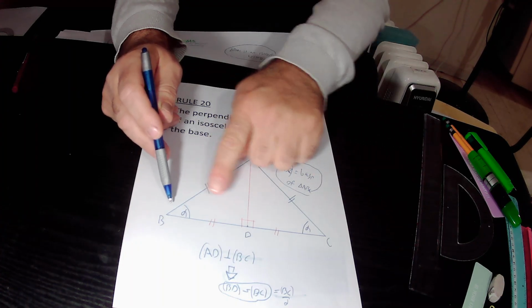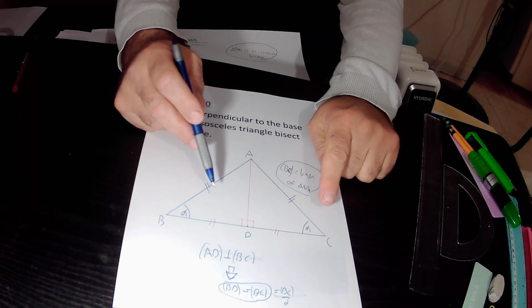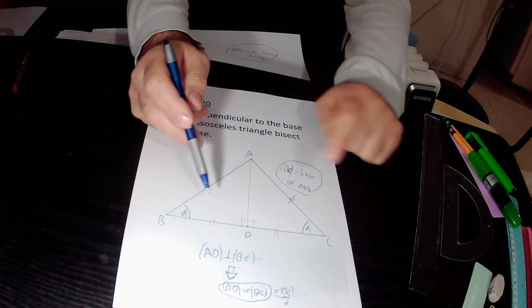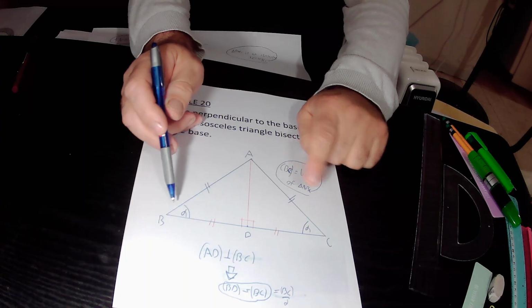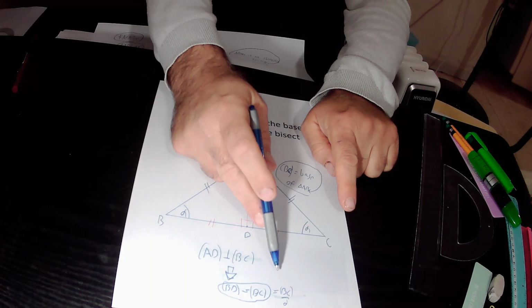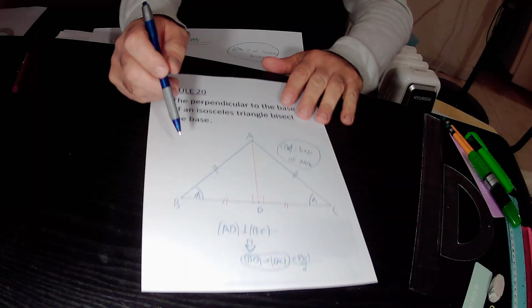The first half is BD, which equals the second half DC, and each half must equal BC over 2. So BD equals DC equals BC over 2. So we can implement rule 20 in our drawing.